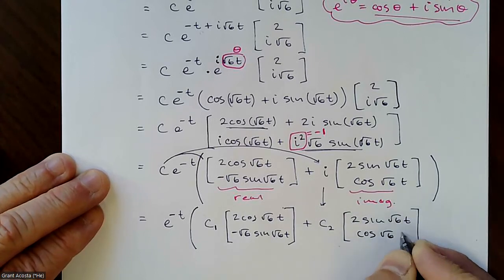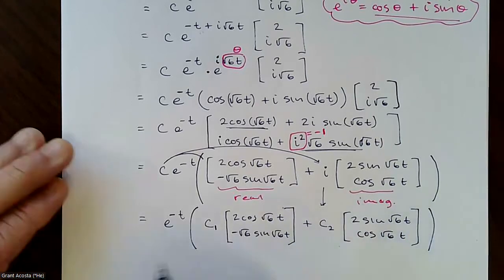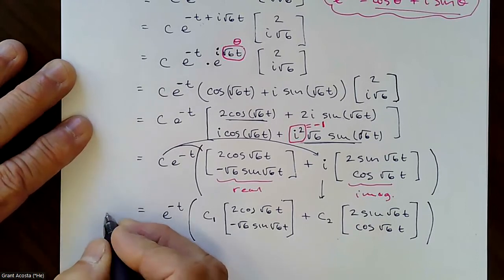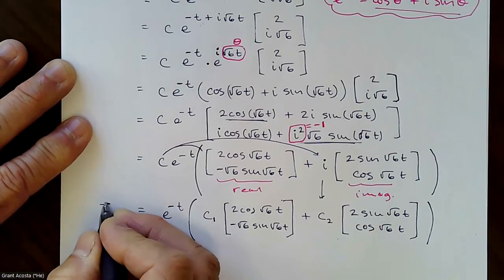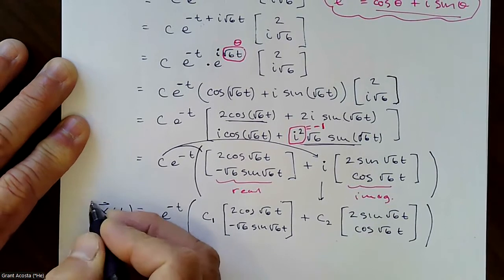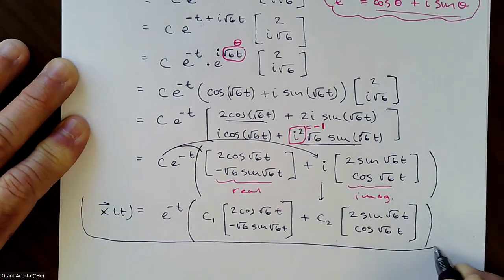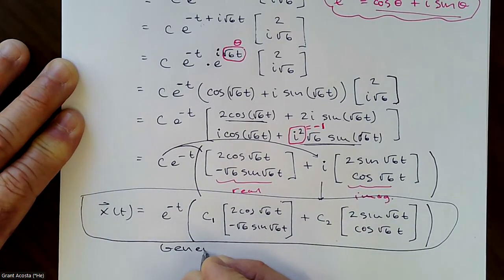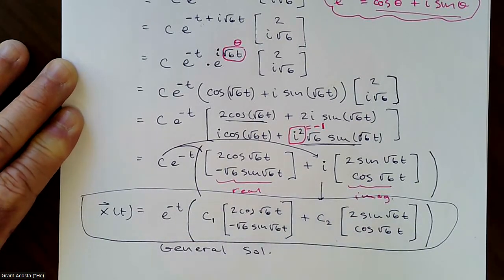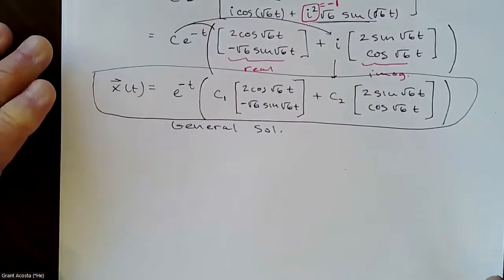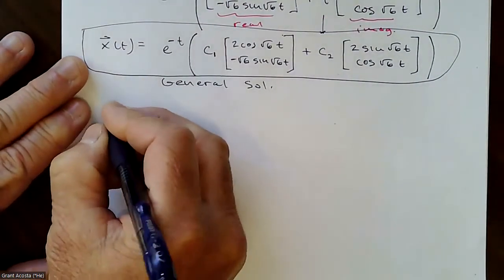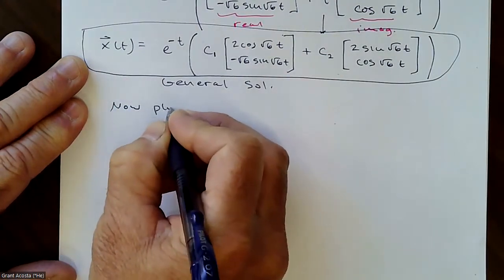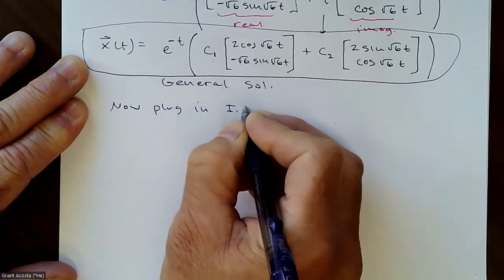Cosine root 6t. And right now, this is our general solution. Remember, our general solution we can write as x bar of t. So this is our general solution. If you have initial conditions, which we did, we can now plug them in to solve for our constants.